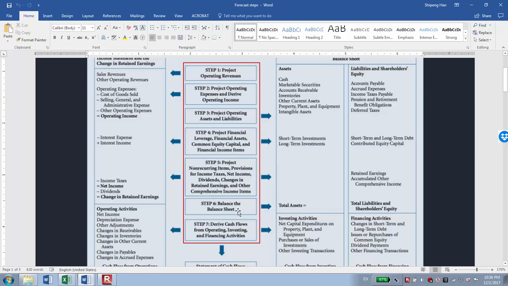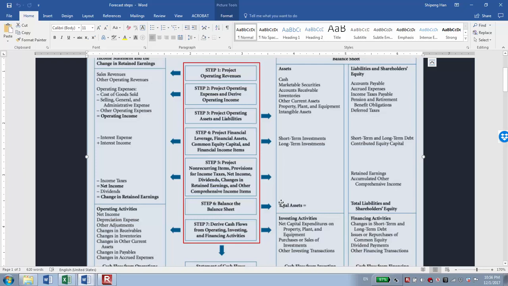Step 6. Balance the balance sheet. From step 1 to step 5, we project all the accounts in both the income statement and the balance sheet. Step 6 is to balance the balance sheet.